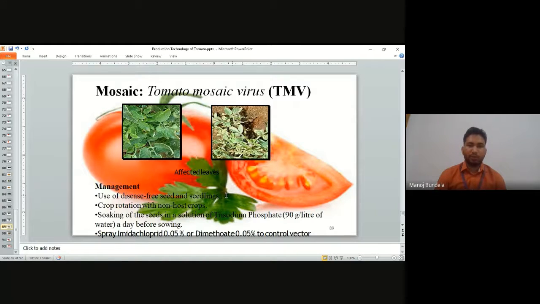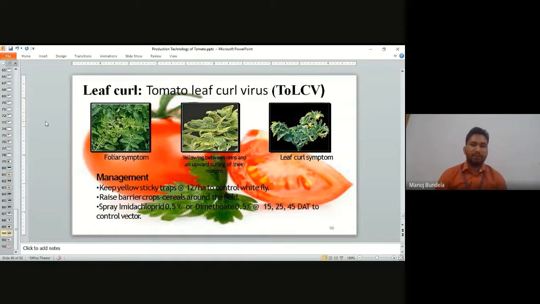Crop rotation with non-host crops. Soak the seeds in a solution of trisodium phosphate, 90 grams per liter of water, a day before sowing. Spray imidacloprid 0.05% or dimethoate 0.05% to control the vector. That was tomato mosaic virus.